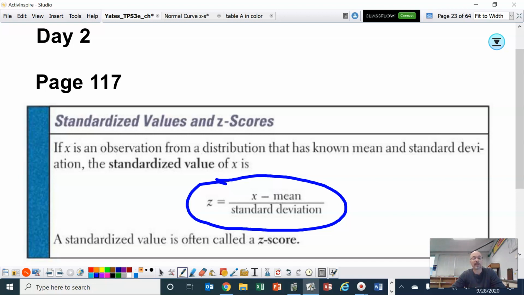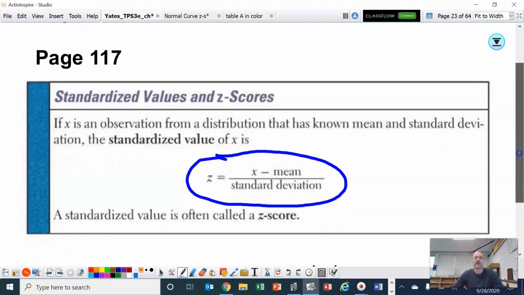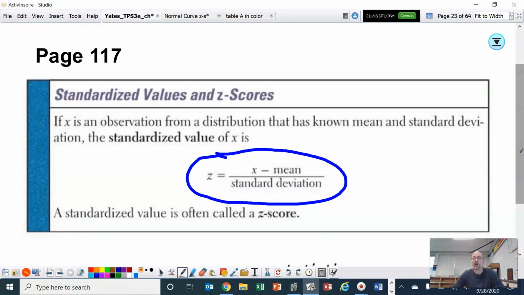Okay, right now we're talking about means. In the future, we're going to talk about proportions, and then we're going to talk about sample sizes, and that's going to change. Our formula is going to modify a bit, but it's always going to be the x minus the mean divided by the standard deviation. Okay, more details of that later when we get to that stuff. All right, and again, the standardized value is often called the z-score.